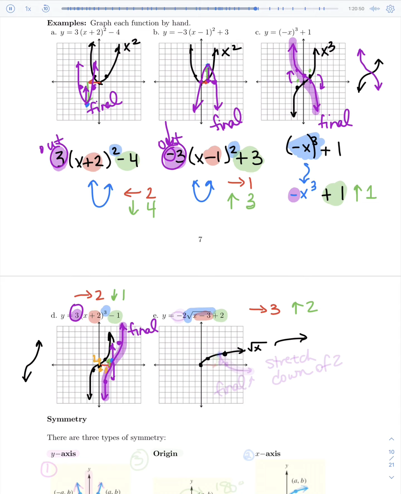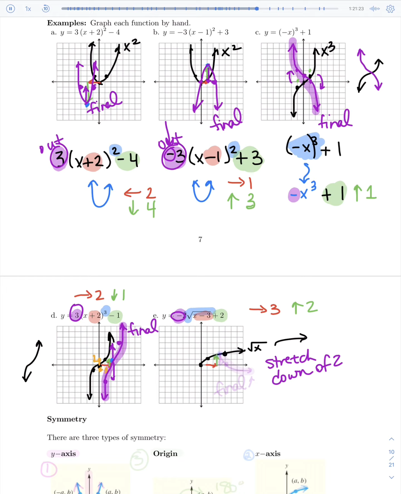And it also means that our stretch, which is normally a hidden 1, is now a negative 2, which actually means you're going to have a stretch downward. So we're going to have stretch down because of the negative of 2. So let's see, we're going to go to the right 1, 2, 3 first, and then we're going to shift up 2.